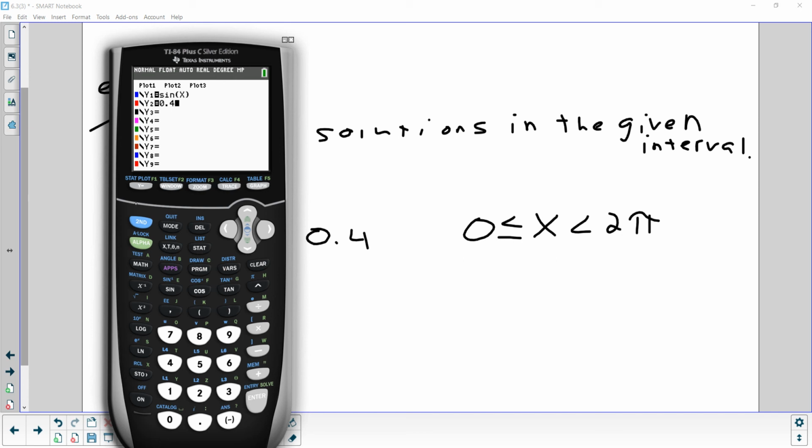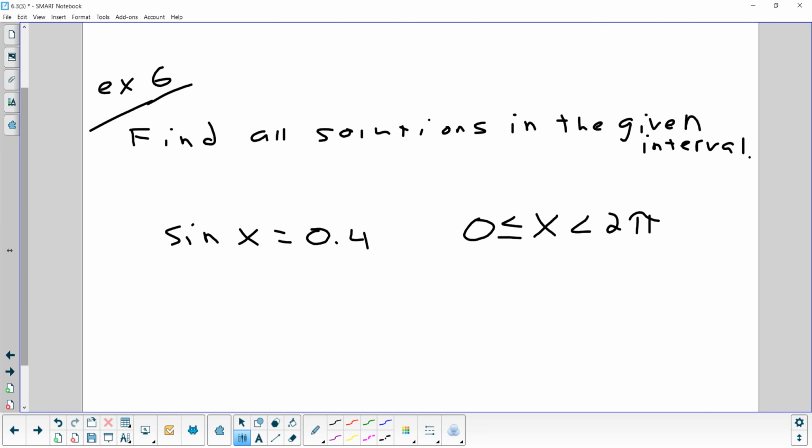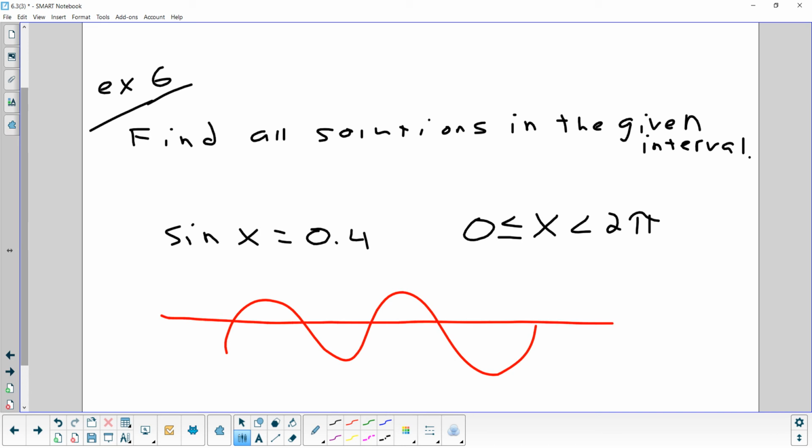Caleb? Infinitely. Infinitely many. Well, you have two options. It's either going to cross infinitely many times or not at all. If this is your wave, as long as the horizontal line is within the wave, which for this problem would mean between -1 and 1, you're going to hit that infinitely many times. Now, if they said sine of x equals 1.4, then no, that's not going to work, because sine of x doesn't hit 1.4.